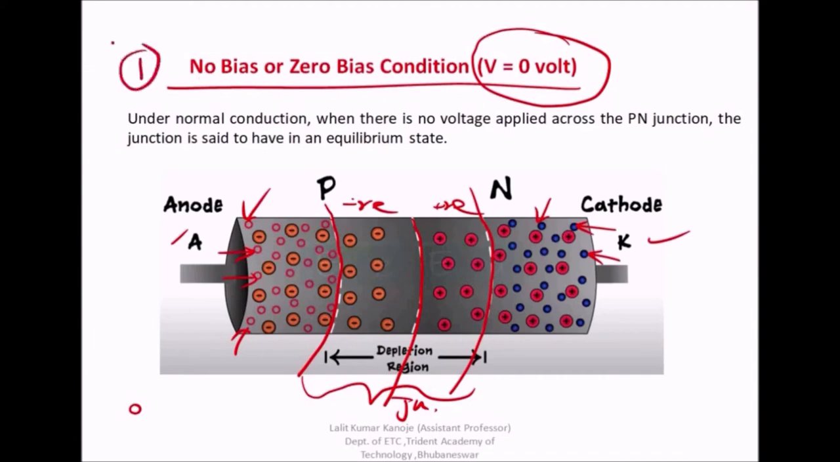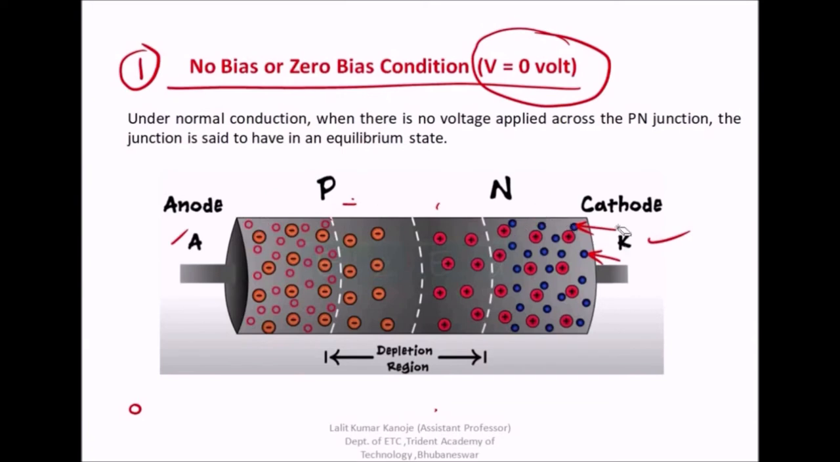No bias condition is my first condition. Under normal condition, when there is no voltage applied across the PN junction diode, the junction is said to have an equilibrium state. I have not connected anything, and everything is done because of the diffusion process only. What is the diffusion process? Some of the electrons will move towards the p type, and some of the holes from the p type will move towards the n type, and finally a depletion layer is created, and this is my no bias condition. I hope it is clear.